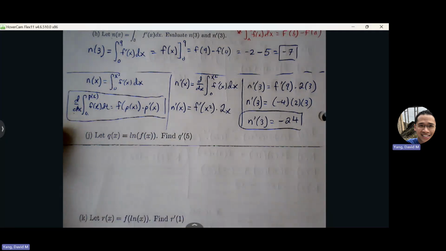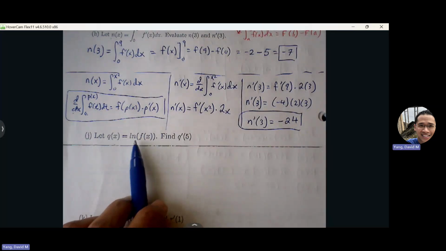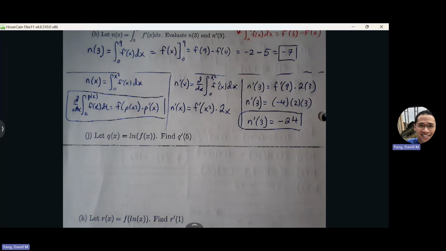All right, go ahead and try the last two. The last two are just applications of the chain rule as well. Outside times inside's derivative. Really, this is just u prime over u.